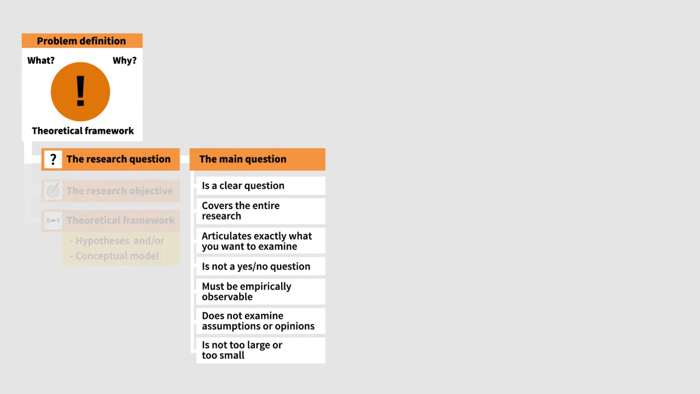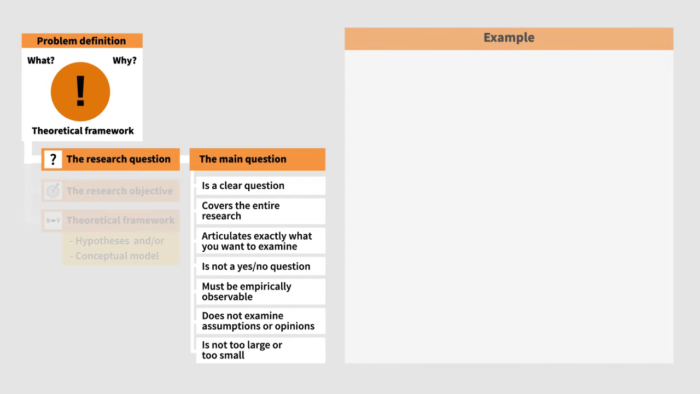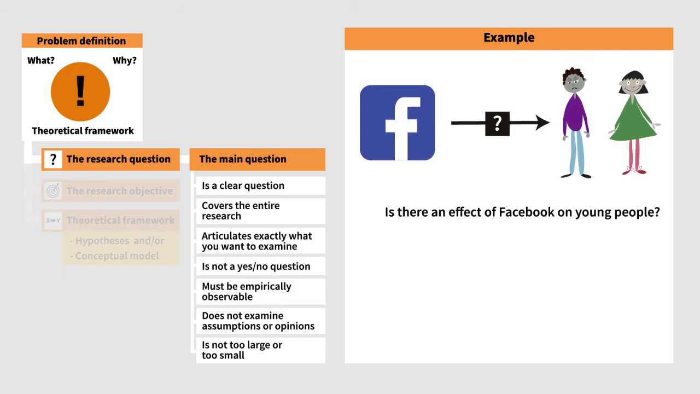If you understand these characteristics, you will understand why the following question is not yet a good research question. Is there an effect of Facebook on young people? Although it seems empirically observable, it is not an open question, and the question does not provide enough information about what exactly needs to be investigated. What effect are we talking about here? Is it the well-being of young people, or loneliness among young people, or is it something else?